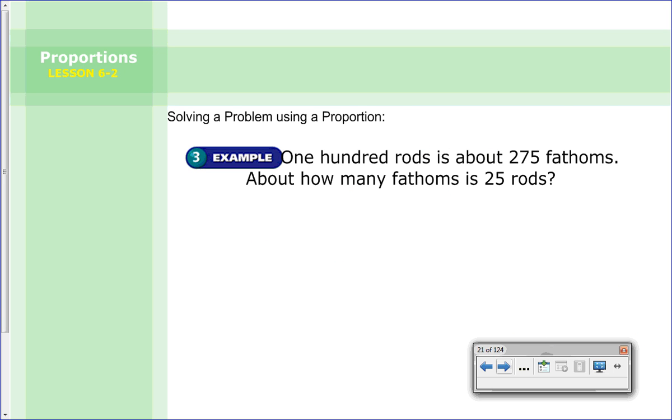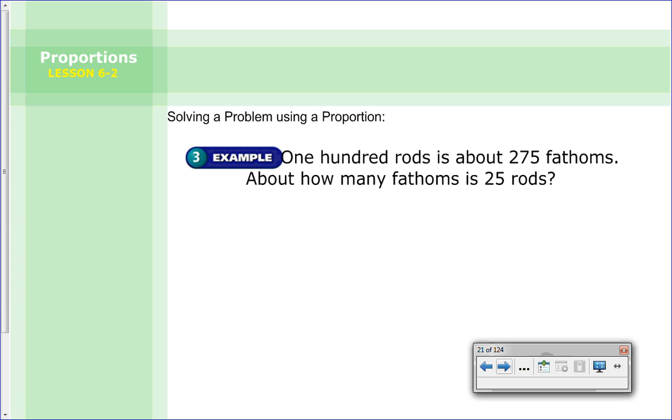So now we have solving a problem using a proportion. So now we're into the second objective. And this time, they're not just giving us a proportion. They're giving us a word problem that we have to solve. 100 rods is about 275 fathoms. About how many fathoms is 25 rods?